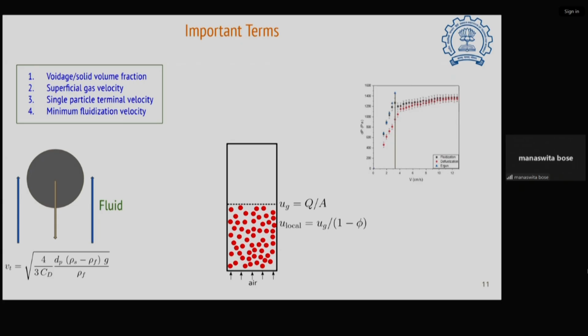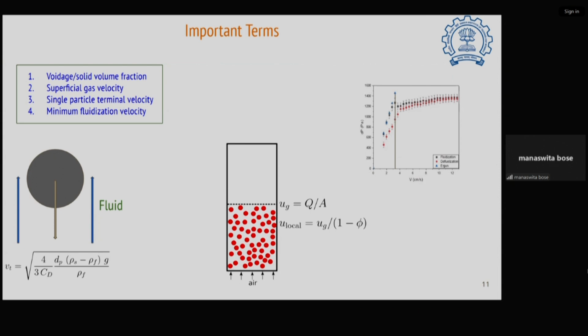Single particle terminal velocity is defined. Somebody wrote in the chat, when I was defining the fluidization velocity, something about particle terminal velocity. So this is the difference. Single particle terminal velocity comes when we do the force balance on a single particle, right? So what are the forces acting on the single particle? The buoyancy force, the body force, and the drag force.